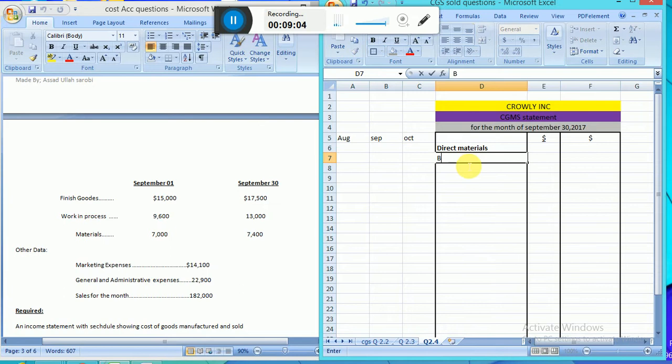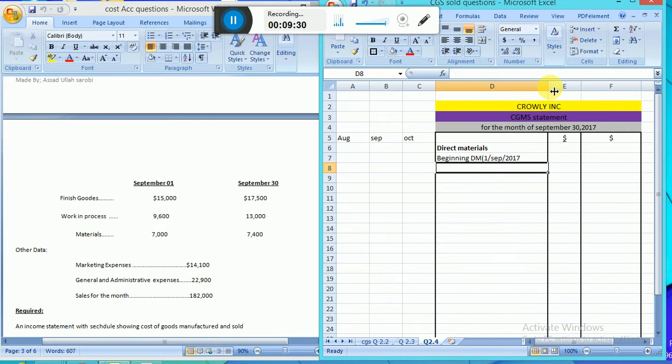So beginning, opening material, beginning. I will write DM for the direct materials. Direct materials on 1st of September 2017, this is for the year 2017, month is September. Now if you look, dear students, first I will write how much beginning materials we have.